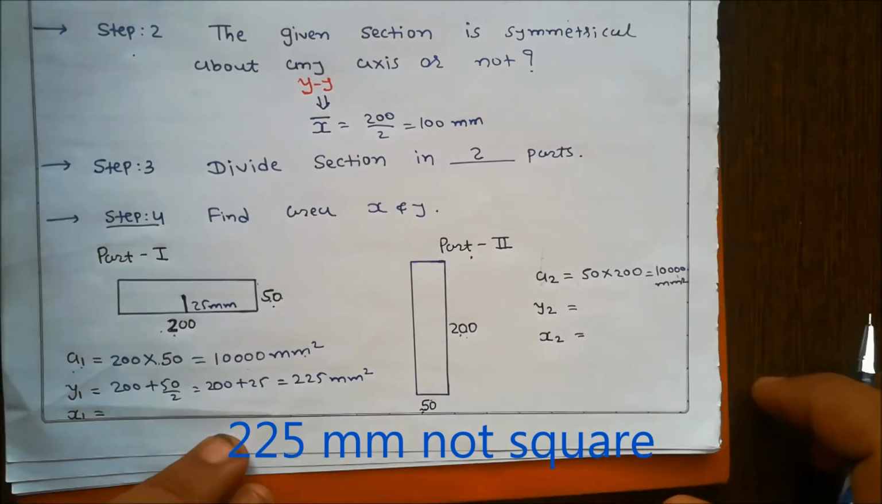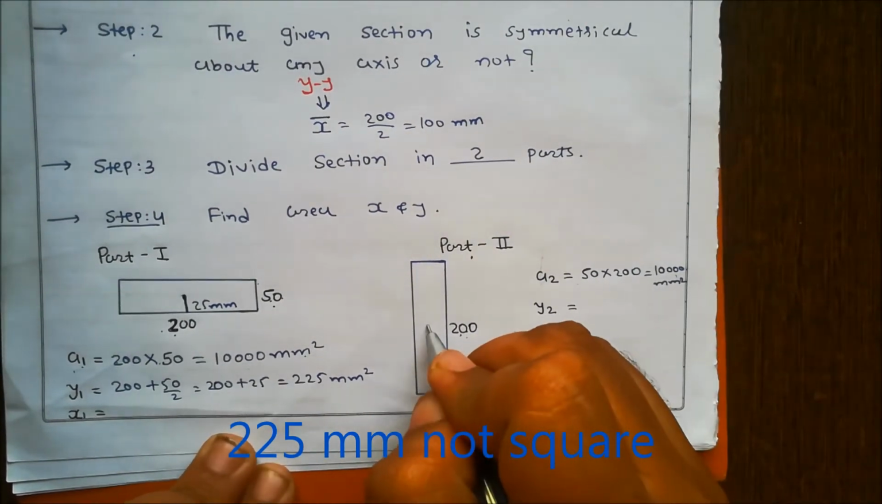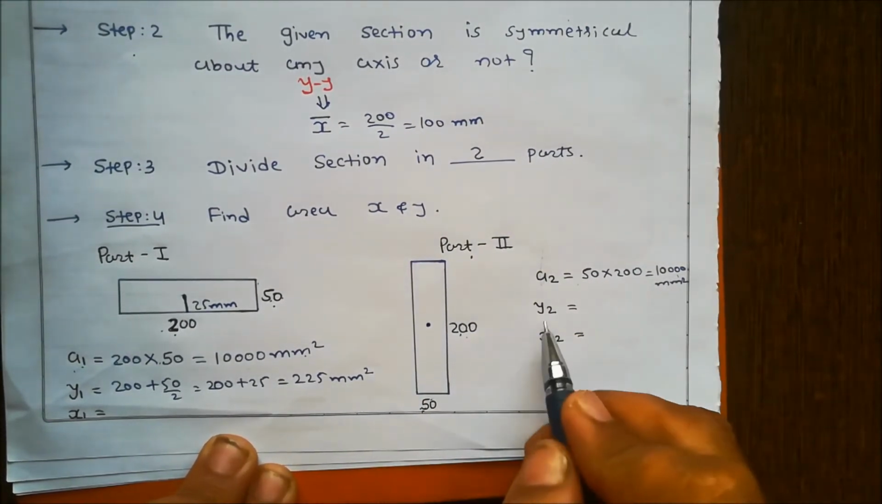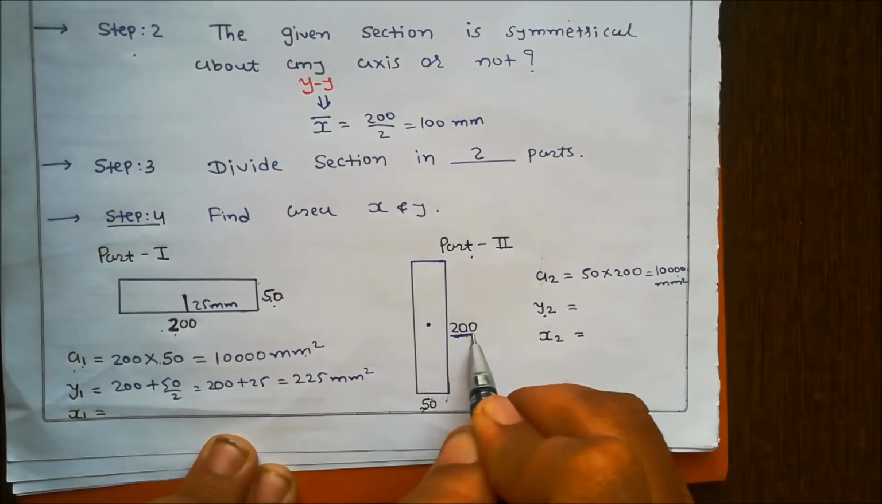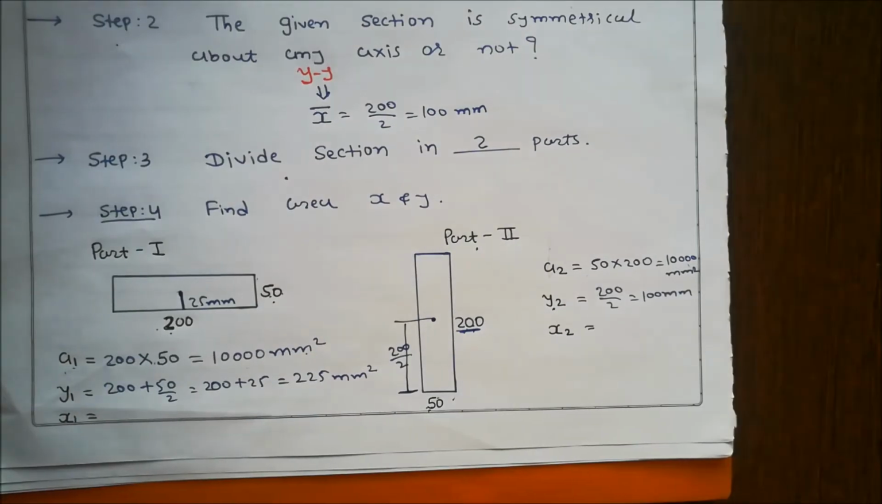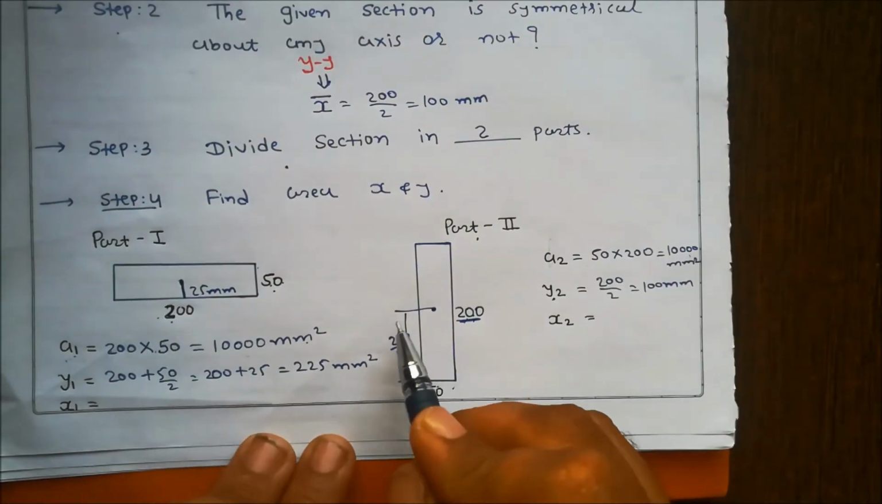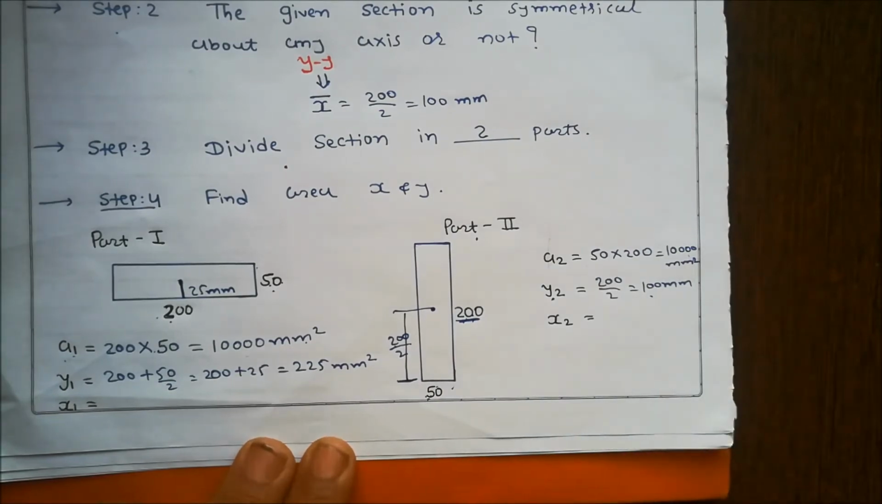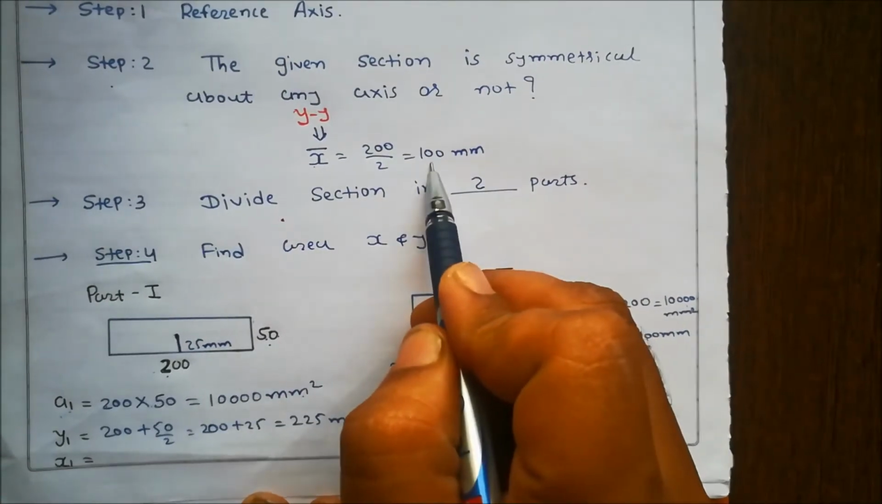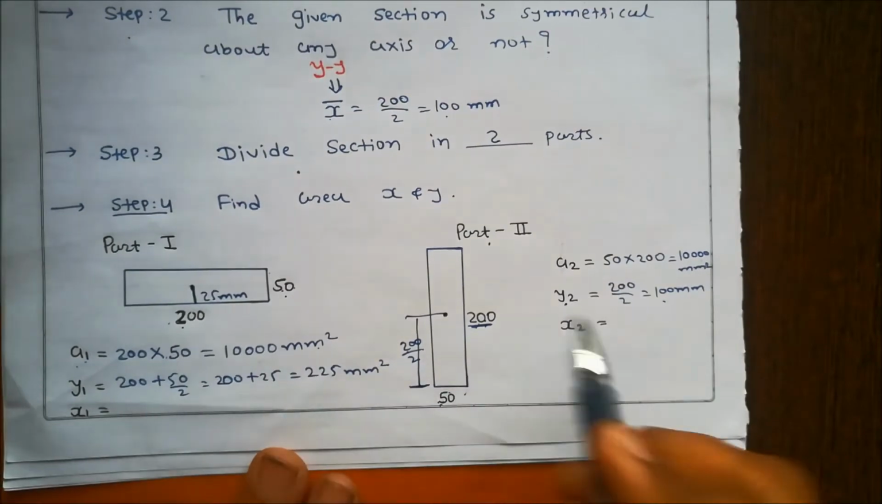Similarly, we can find y2. So again, this is a rectangular section, so the center of gravity is at its middle, and here we find y. So the total vertical distance is 200. So the center of gravity is 200 divided by 2, so 100 mm. So here we already found x bar, that is 100 mm. So no need to find x1 and x2.